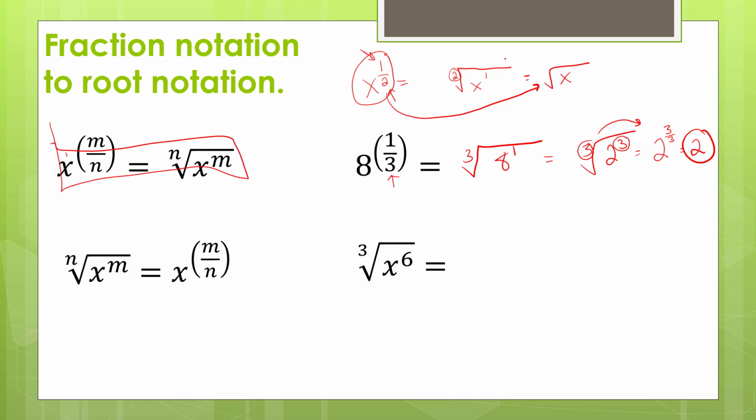So our example, the third root of x to the 6th power. Notice my n is going to be under my m, with a base of x. Well, what is 6 divided by 3? That's simply 2, so we simplify down to x squared.